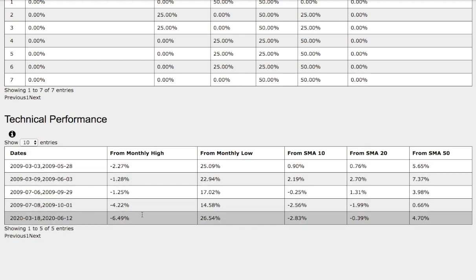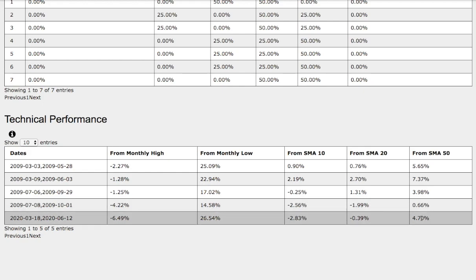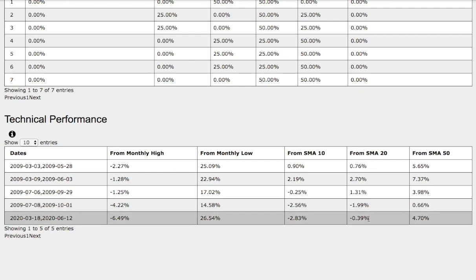Among the two trends, there are some similarities and differences. The biggest difference is the 50-day moving average. Back then it was only up 66 basis points, compared to the current trend we're in, up 4.7%. And really also the 20-day moving average was down much lower back then, down 2%, compared to our current trend, only down 40 basis points.